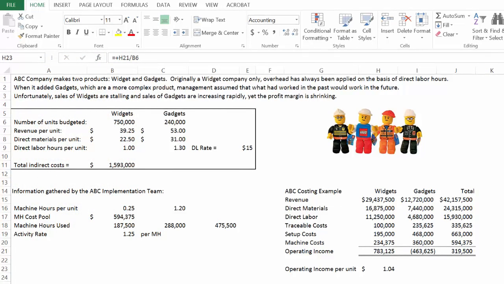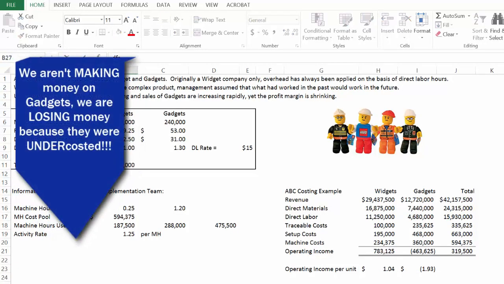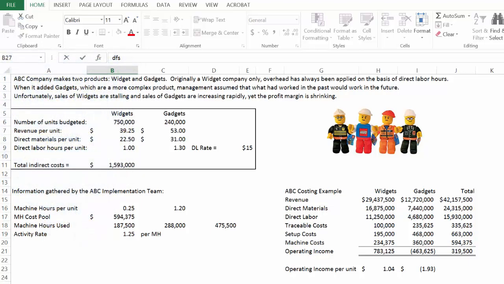And then let's go ahead and check and see what this is for gadgets. We're actually losing $1.93 per unit on gadgets. It's no wonder that we're selling so many of them. We have dramatically undercosted them and therefore underpriced them. We're pricing them lower than the competition, even though the competition has got better economies of scale and more industrial knowledge on how to make these gadgets. So we can compare these two side by side quickly.